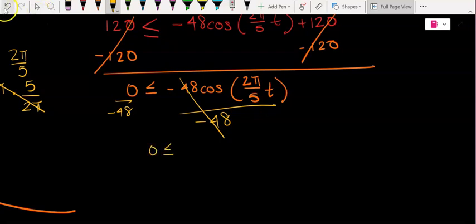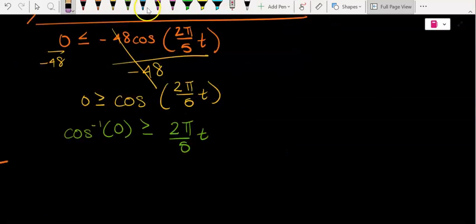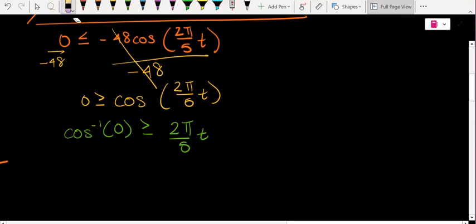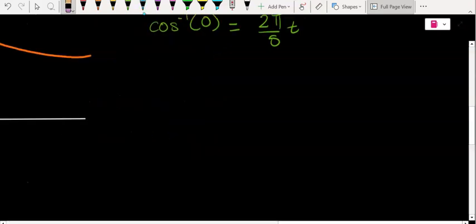And I am dividing by a negative, so that means that I need to change my sign. All right, and so now I'm going to have 2 pi over 5t right here. And so now what I'm solving for is when is my cosine inverse equal to 0. At this point, because I'm doing the inverse, I'm just going to change this into an equal sign for right now. It's just going to make things a little bit easier for myself, and then we'll go from there.